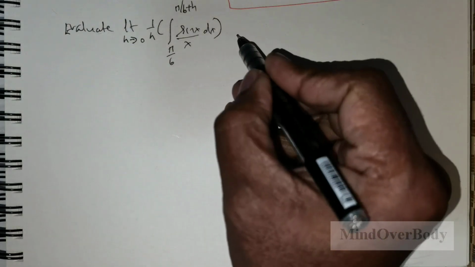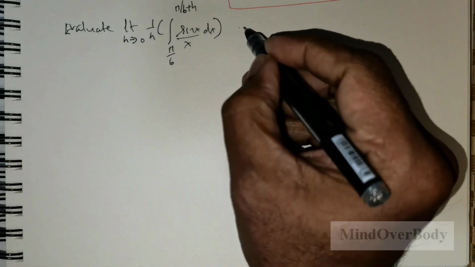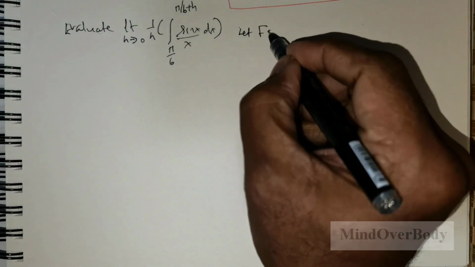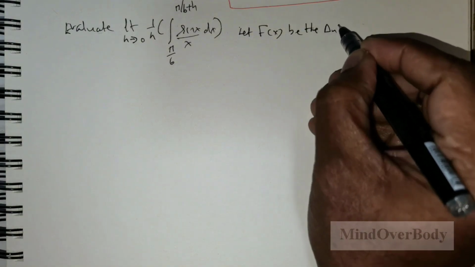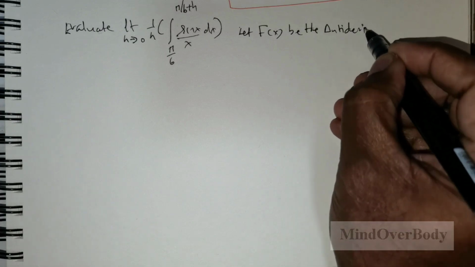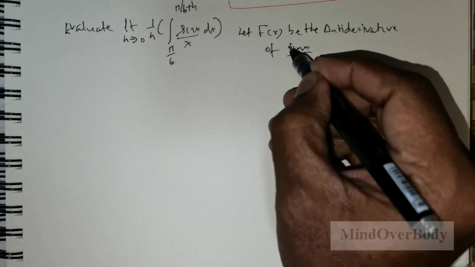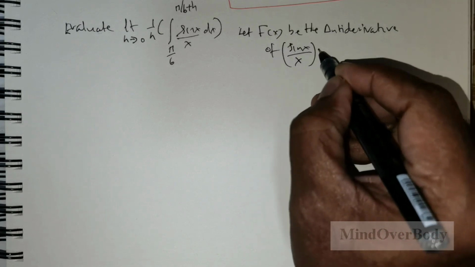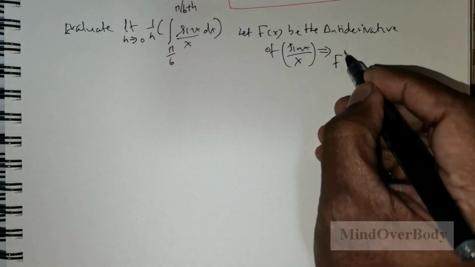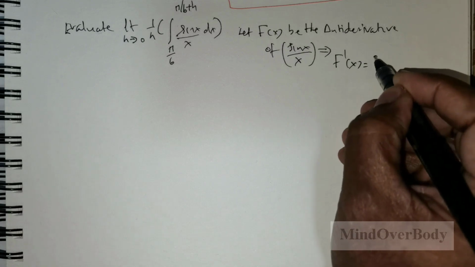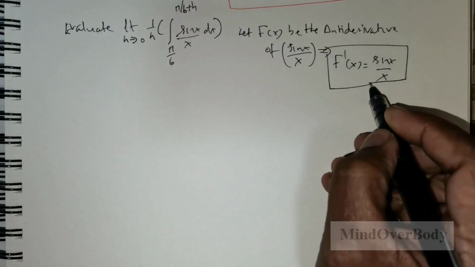So to do this question, foremost, I'm going to assume: let F of x be the antiderivative of sin x over x. Now, what does this mean? F of x being the antiderivative of sin x over x means F dash of x is equal to sin x divided by x. So this is a very important assumption.